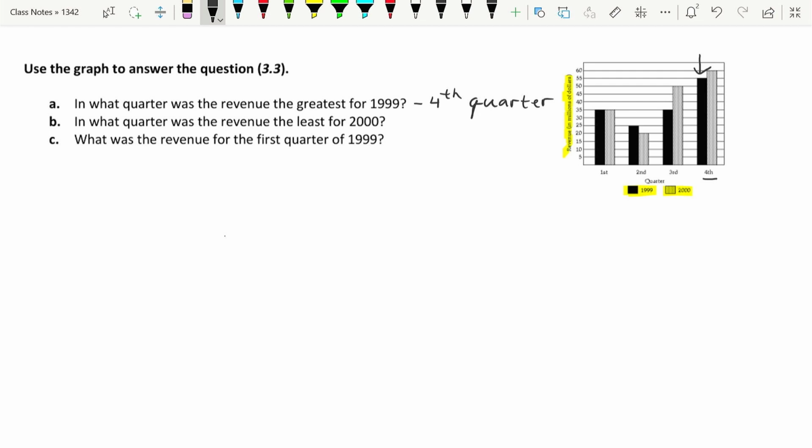And then it says, in what quarter was the revenue least for 2000? So we're going to be looking at the lighter colored bar here. And that's going to be over here in the second quarter, where the bar is smallest for the year 2000. And then the next one says, what was the revenue for the first quarter of 1999? Notice how both years here have the same value here. For 1999, the darker colored bar, that's up here at 35. So the answer to that one would be 35, and this is counted in millions according to what it says. So the revenue would be 35 million.